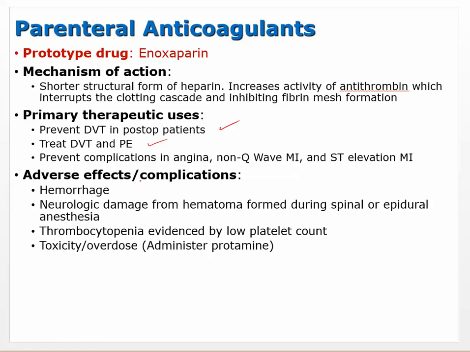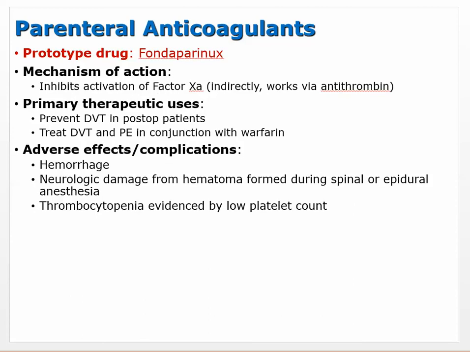So adverse effects: a couple of them are different here. Hemorrhage, obviously, is one of them. Neurologic damage from hematoma formed during spinal and epidural anesthesia, so this is bleeding into the brain that can happen. Thrombocytopenia, evidenced by low platelet count, and then toxicity or overdose. Administer protamine again. Protamine is actually more effective against enoxaparin, the low molecular weight heparin, but it's used for both.